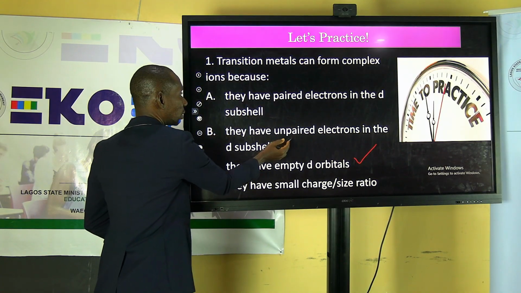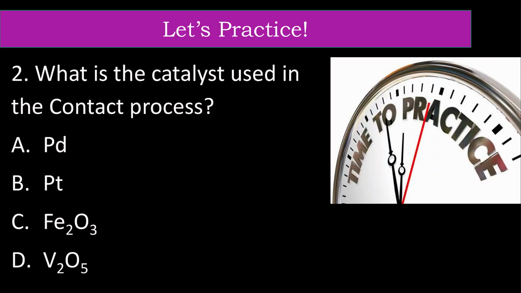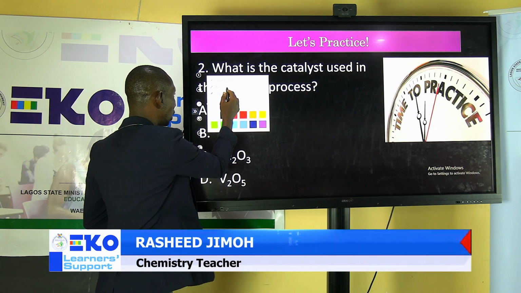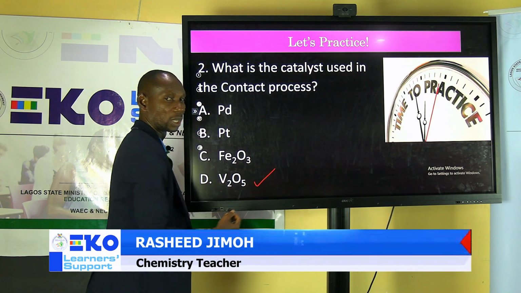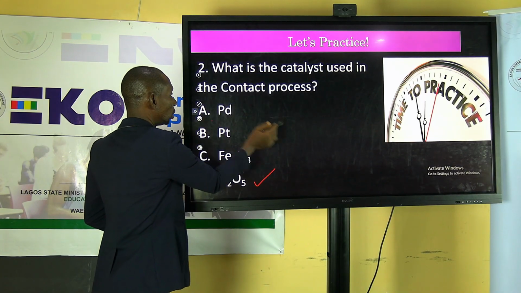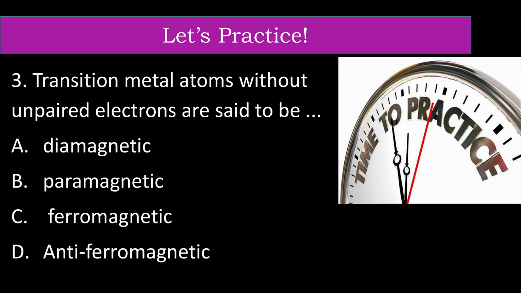Let's look at what the second question looks like. What is the catalyst that is used in the contact process of H2SO4? You are right. The correct answer is vanadium pentaoxide, V2O5. Let's look at the third one. The third one says transition metal atoms without unpaired electrons are said to be what?